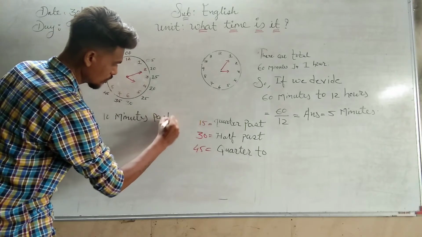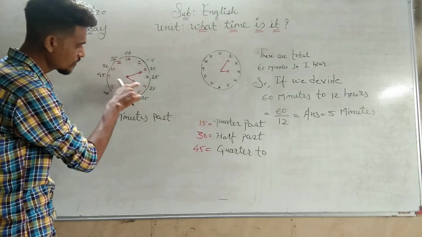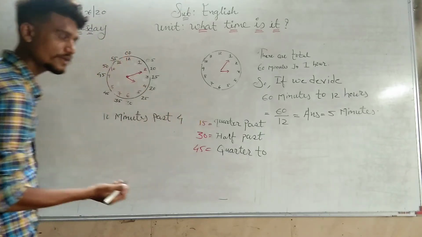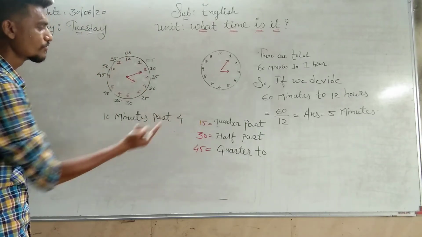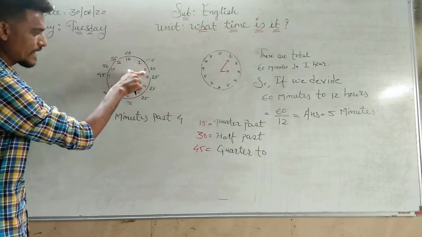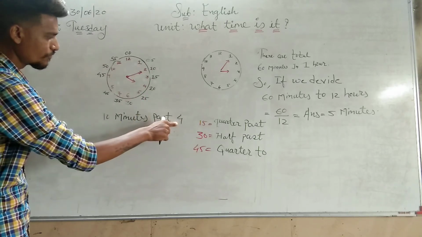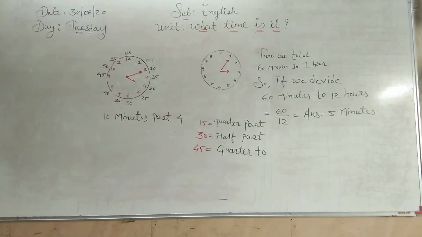past. What is the hour? 4. Very easy. 10 minutes past 4. I have written it here. Let's see another one.